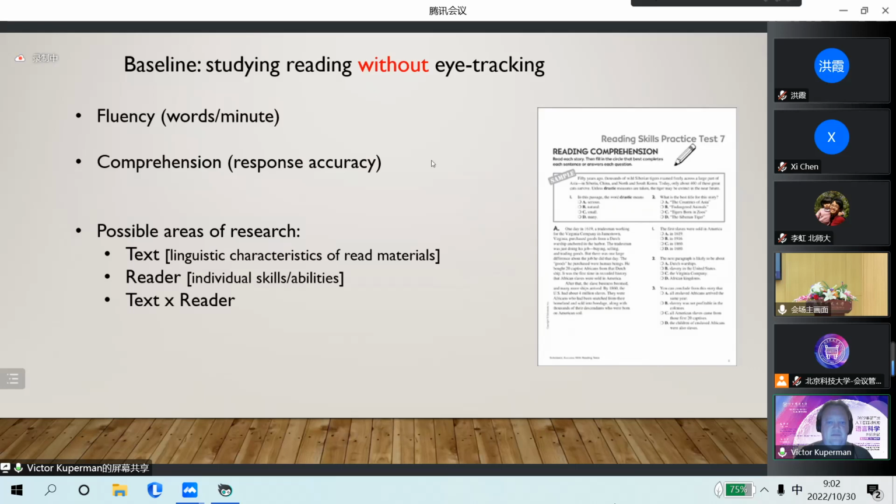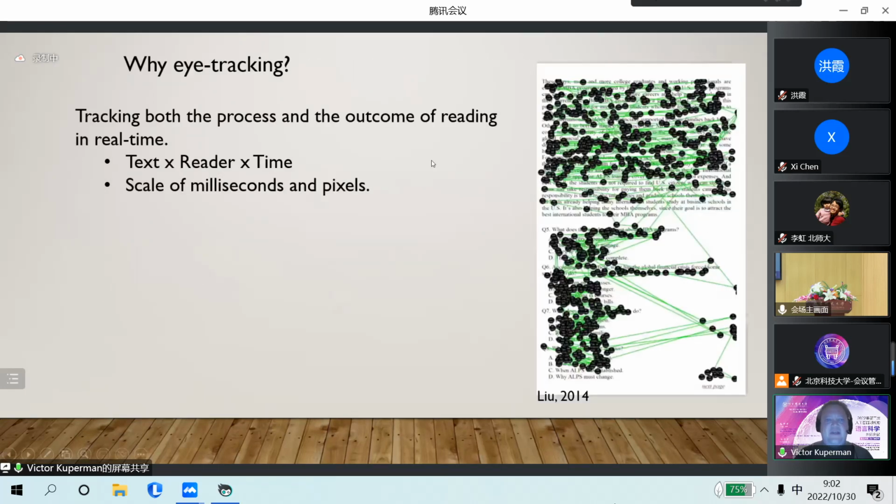Now, what I will be talking about is the justification for the use of eye tracking in reading research. If you now look at the right part of the screen, you will see a very similar text, comprehension test with questions filled with little dots. Each dot represents a fixation of an eye on the text. And as you can see, it's a much busier picture.